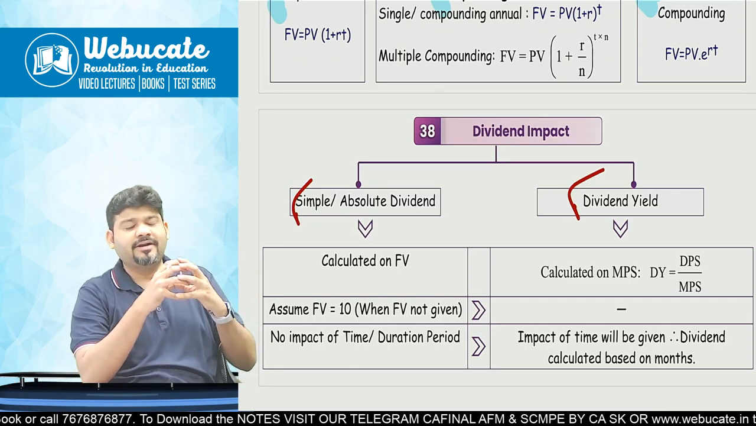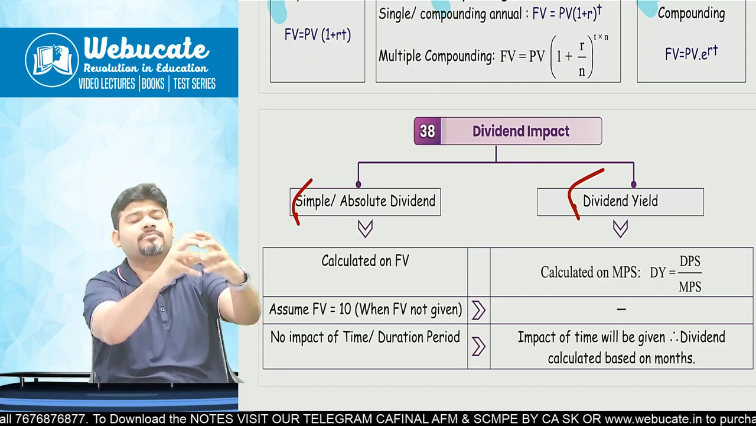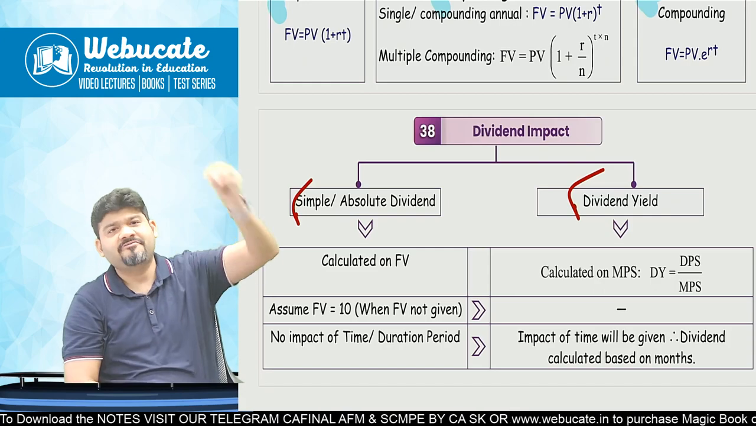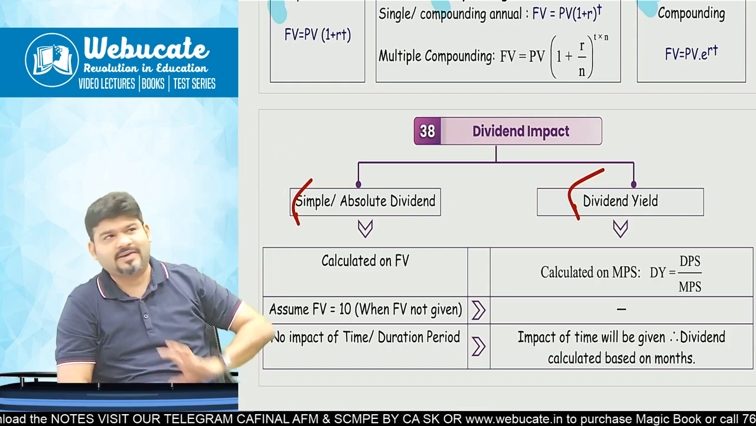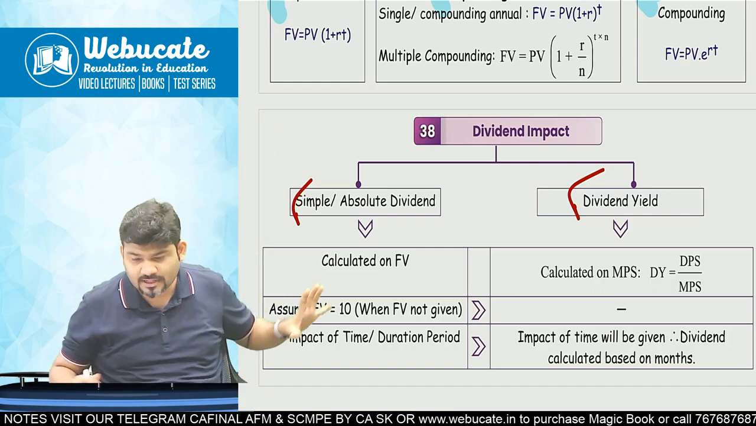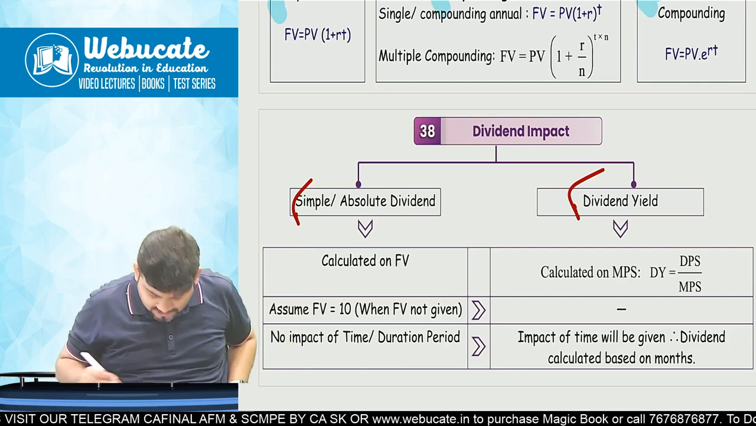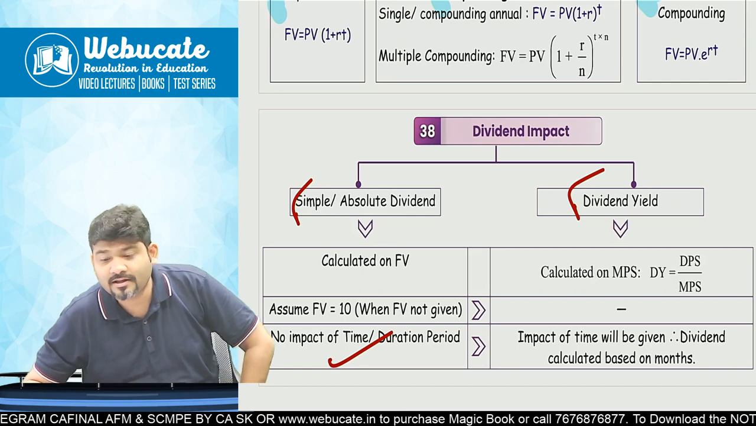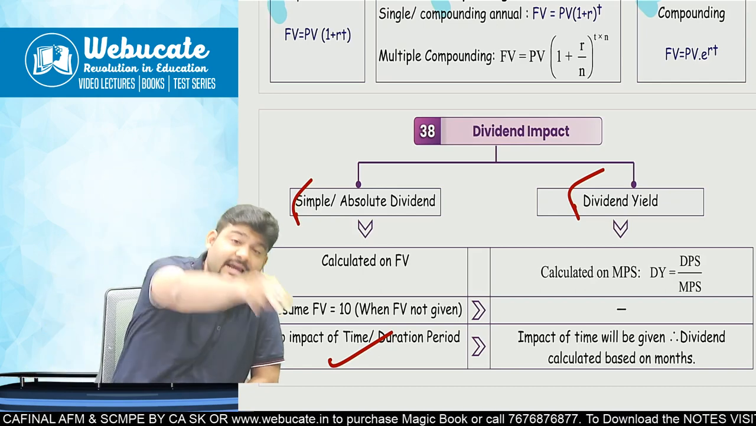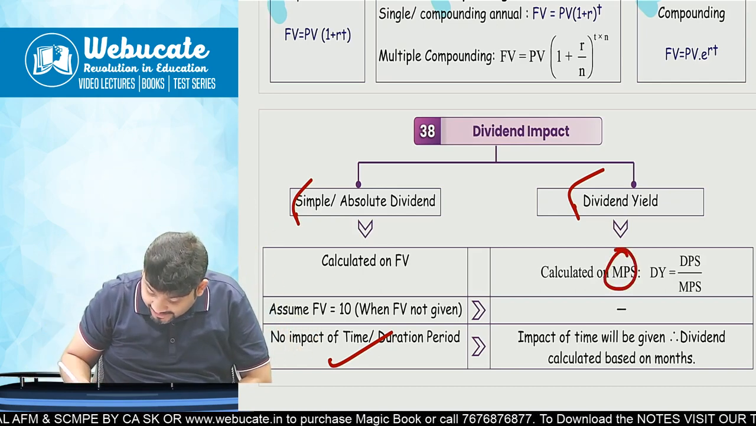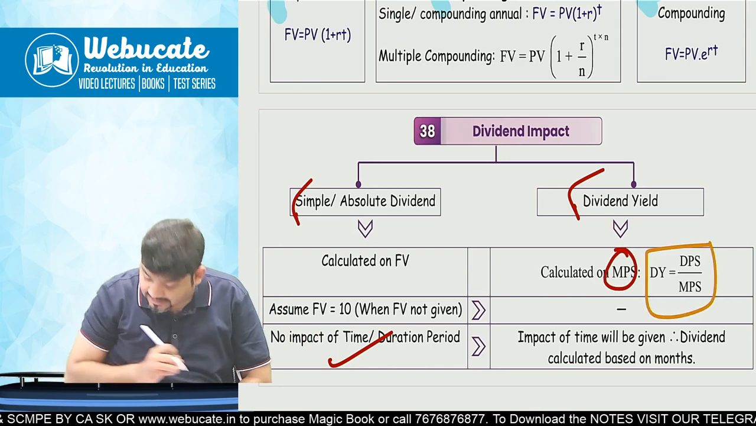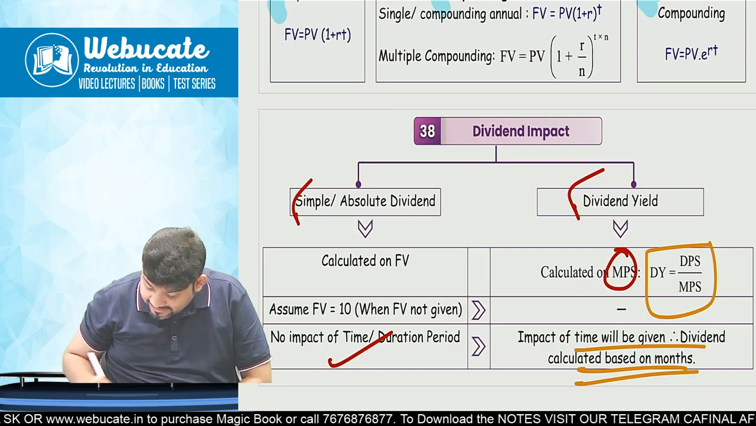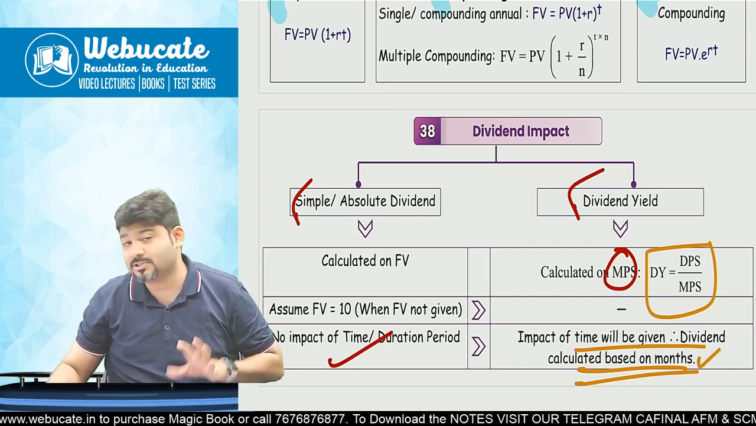Simple absolute dividend means it will be given directly in terms of numbers or a percentage, suppose 20% on face value. So 10 rupees is the face value, 20% on face value, 2 rupees calculated on face value, simple or absolute dividend. No impact of time or duration or anything. But in case of dividend yield, it is based on market price per share. So dividend yield is DPS upon MPS. Impact of time will be given and dividend will be calculated based on months. This is what you will have to remember.